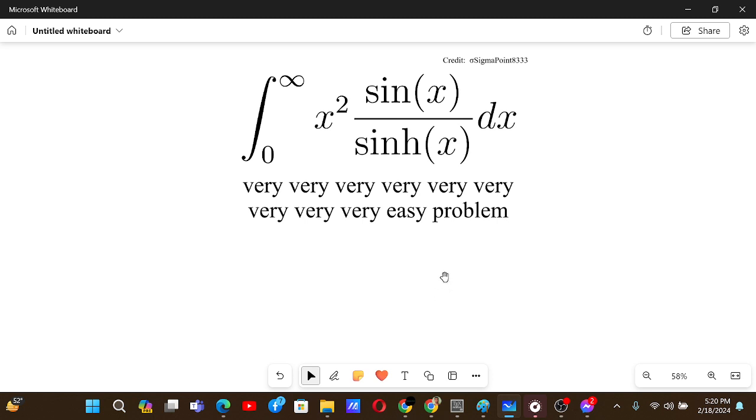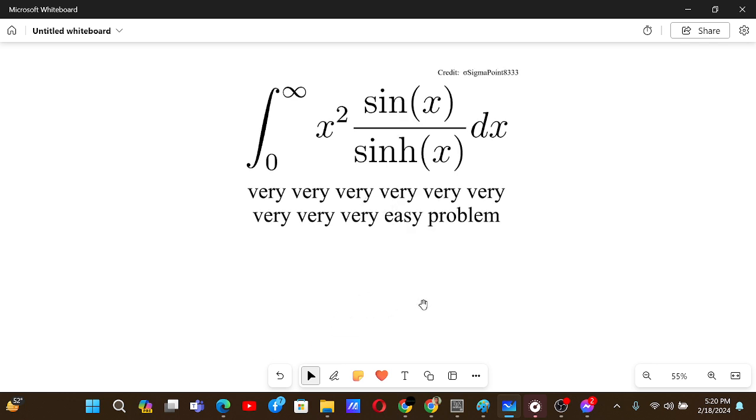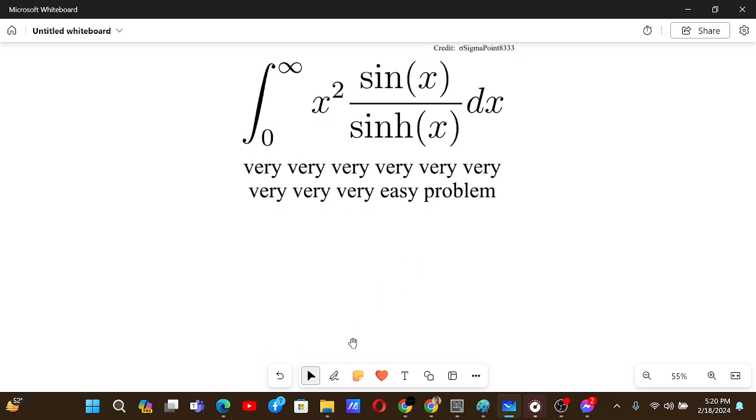Very easy problem. Okay, so let's solve this problem. But how do we begin? So basically, a good way can be to break these into the forms of exponentials.